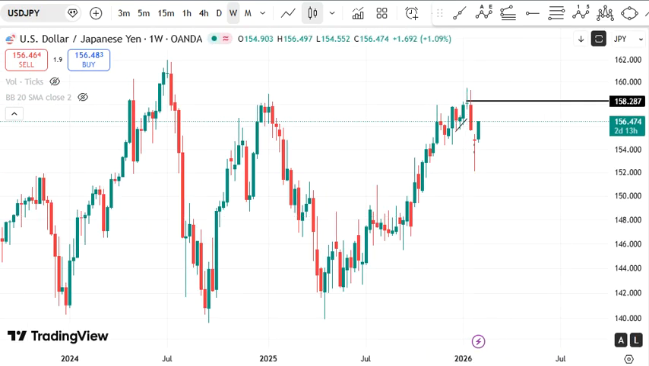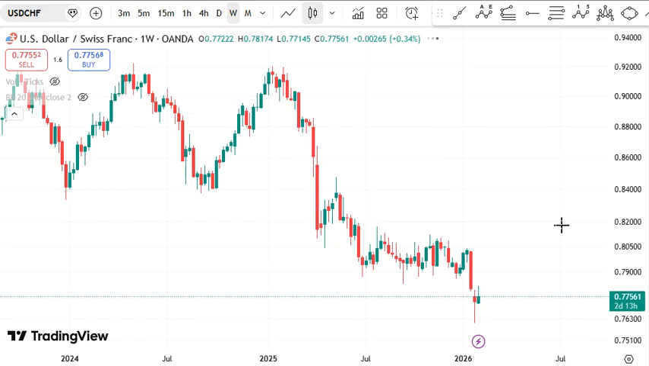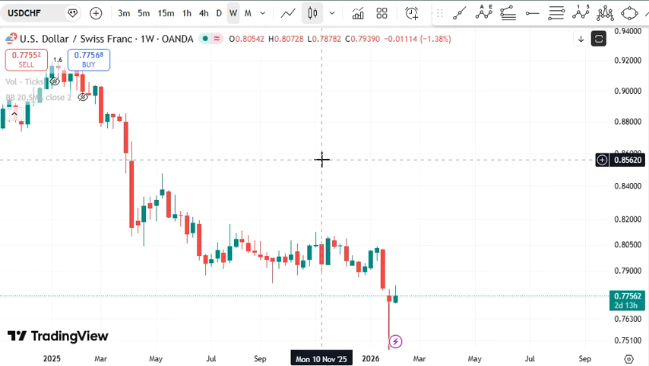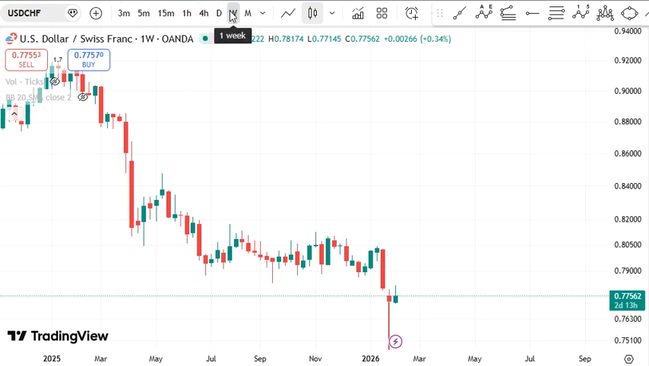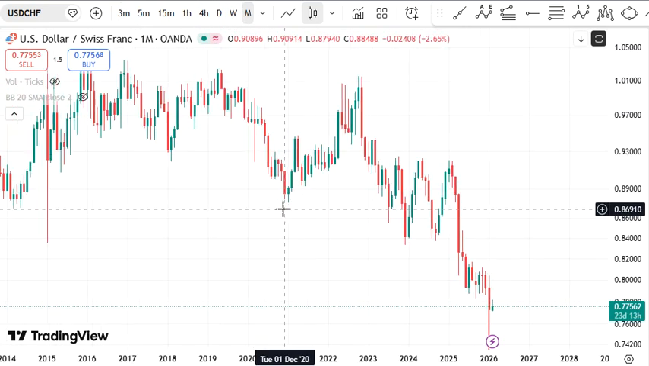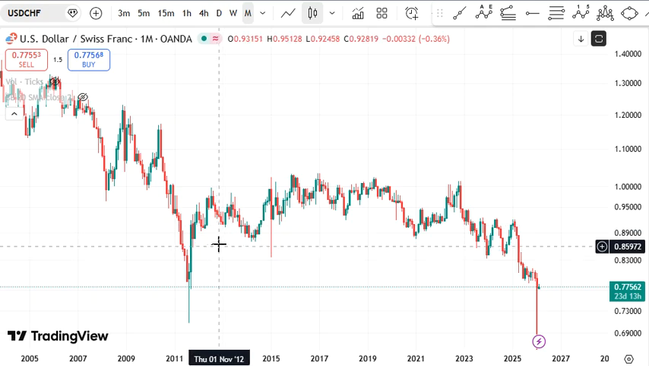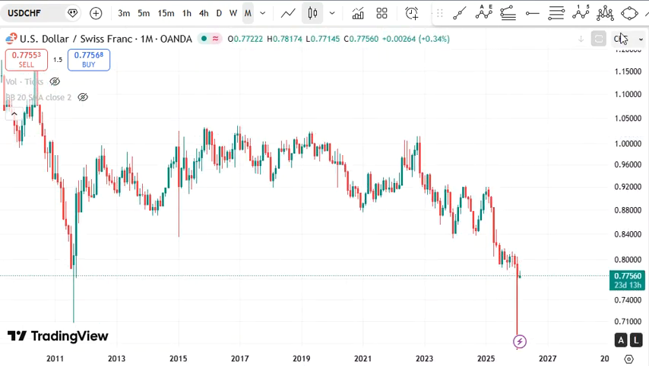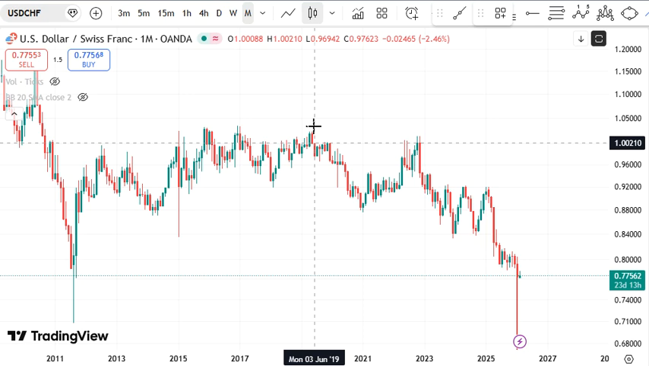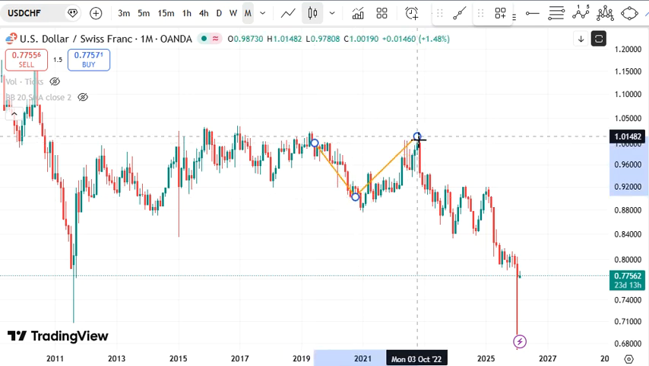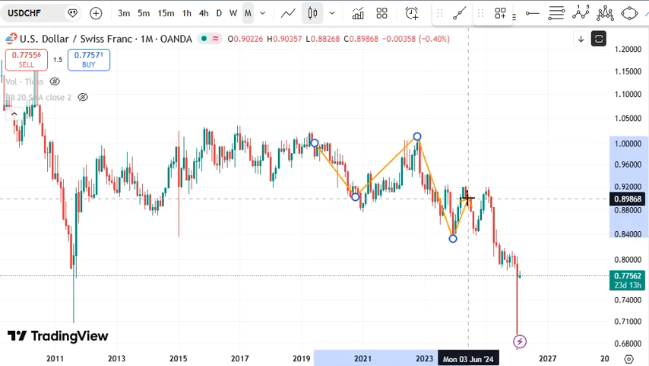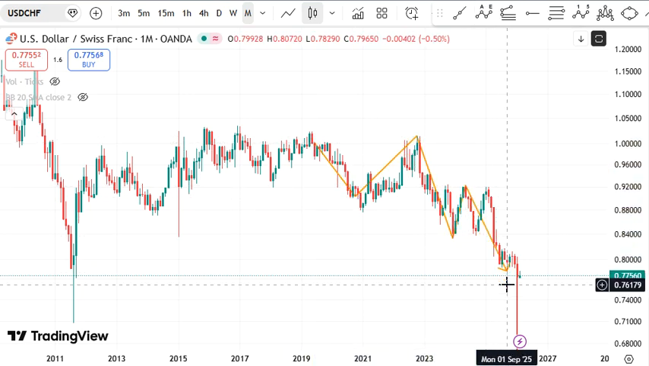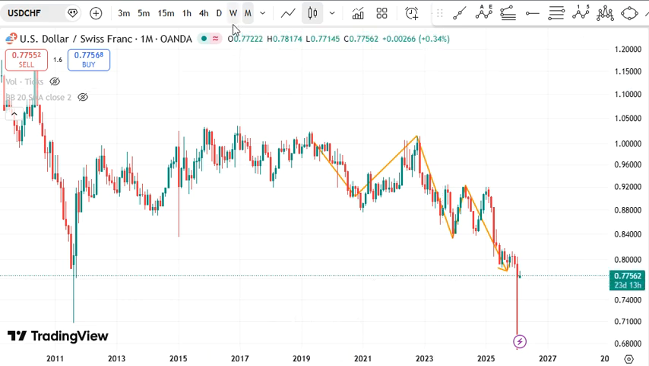This is one of the best for trading, USD CHF. On the weekly time frame, it is making continuously lower highs and lower lows. As you can see here, let me show you: lower highs, lower lows, lower high, lower low, lower high, lower low, again lower low. So this is overall bearish.